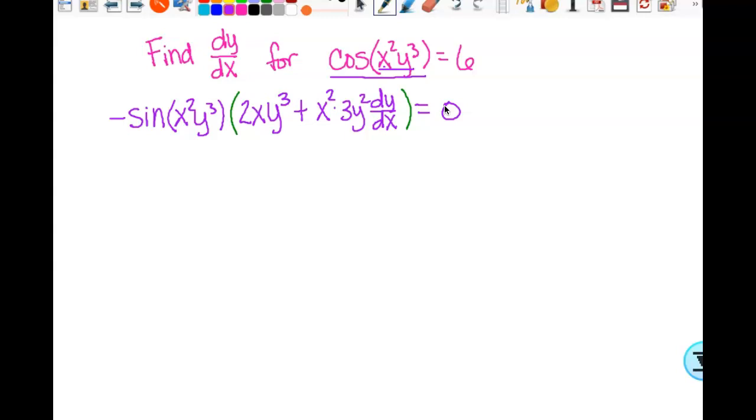All right, so now our goal is to get dy/dx by itself. What do you think we would have to do? Can I subtract something to the other side? What do you think I have to do? Like, if I divide it, I've got 0 divided by that and it goes away. That's bad.